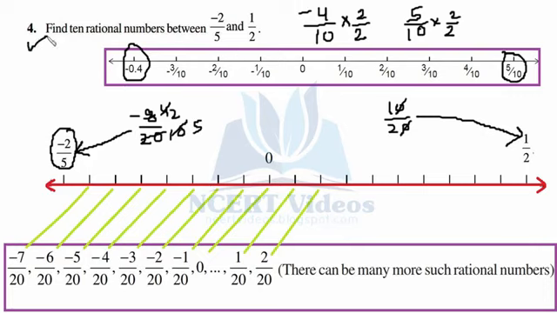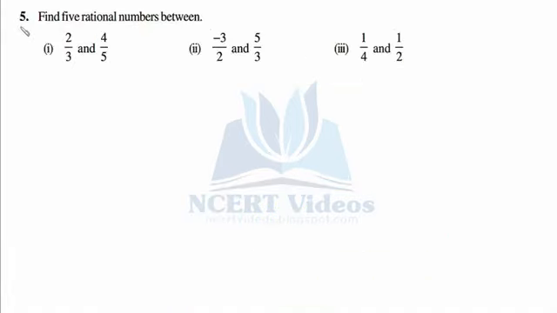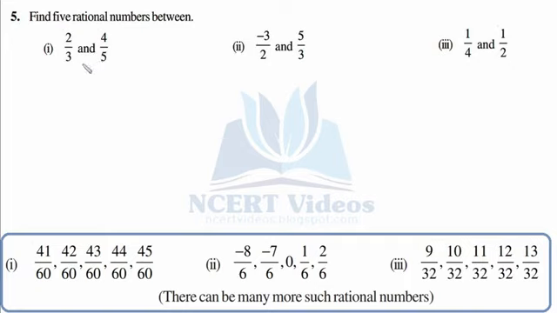That was your fourth. Fifth, find 5 rational numbers between 2 over 3 and 4 over 5, minus 3 over 2 and 5 over 3, and the third part, 1 over 4 and 1 by 2. Again, at first look, we watch them: different denominators. Make the denominator the same.